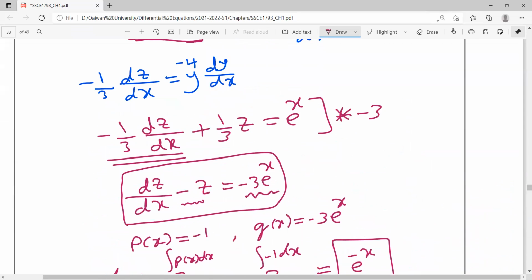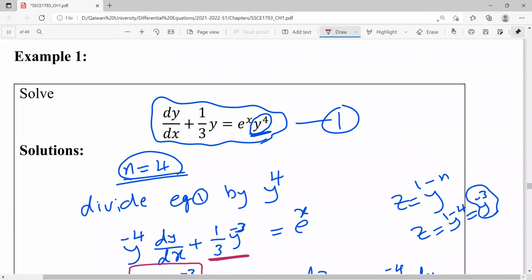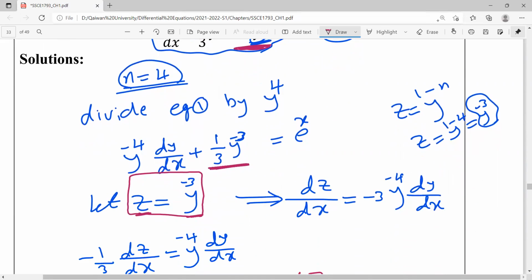This differential equation is Bernoulli. Here we have the exponent of 4 for y in the right hand side. We first divide both sides by y to the power 4, and then we use the substitution. The substitution is z equals y to the power 1 minus n. N here is 4, which is 1 minus 4, and we get y to the power minus 3. That means z equals y to the power minus 3. And from this, we should find dz by dx. That means we take the derivative for both sides with respect to x.